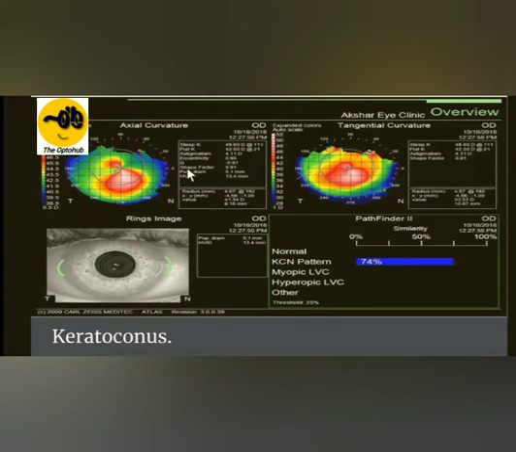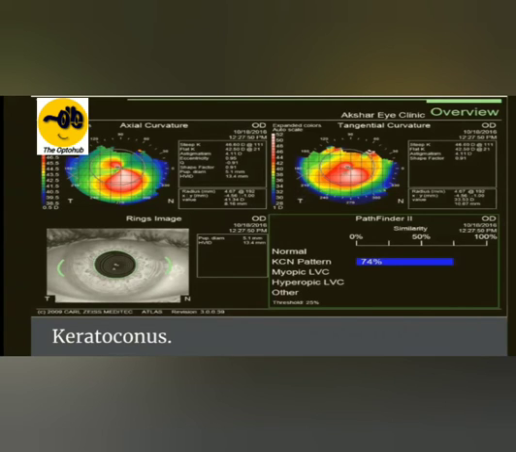On the tangential, over here, this is a very smooth and beautiful pattern. But on the other hand, on the tangential curvature, over here there is a red region, whereas over here there is only a green region. This means that there are steep regions present over here which are not being displayed correctly due to the axial curvature measurement. So in such cases, you need to have a look at the tangential curvature, where you can get subtle changes as well. And if you look at the pathfinder, it is telling that there is a 74% chance that this patient has keratoconus.